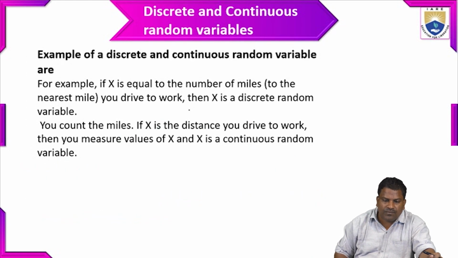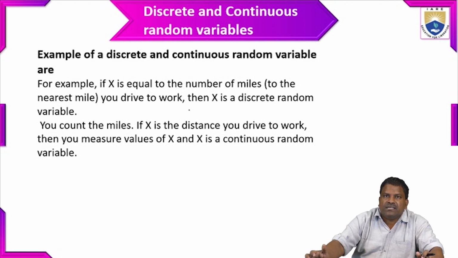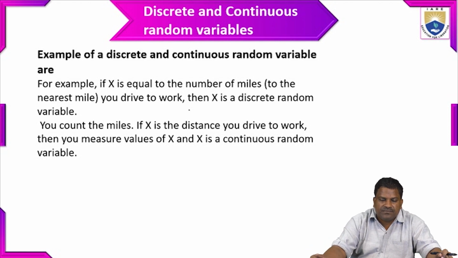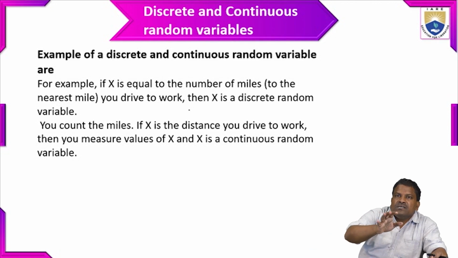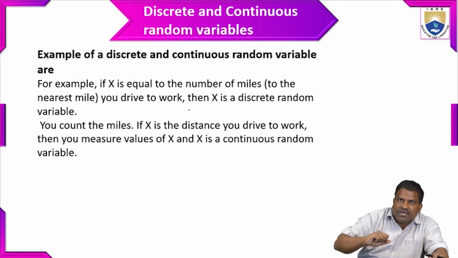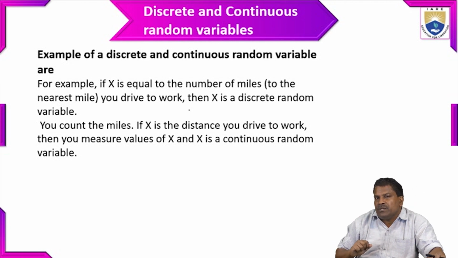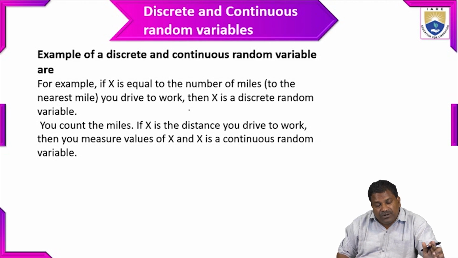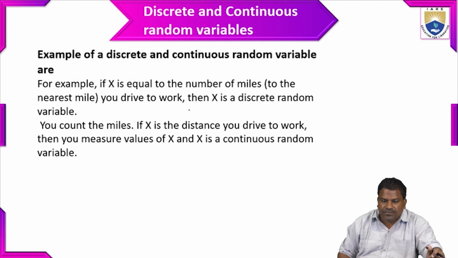So as we discuss all this, a discrete random variable is specific to a particular number, and a continuous random variable is specific to some range. It is specific to some particular interval.